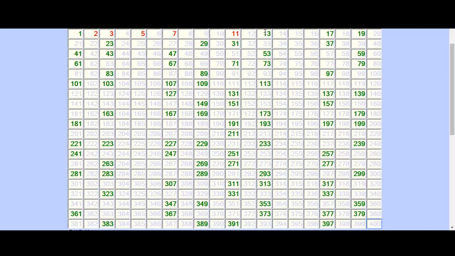When I look at 13, do I need to look at 13? Is there anything that will be crossed out, that should be removed, that isn't removed yet? 13 times 13 is the first one, or 13 squared, which is 169. And it's still there, so I need to look at 13.